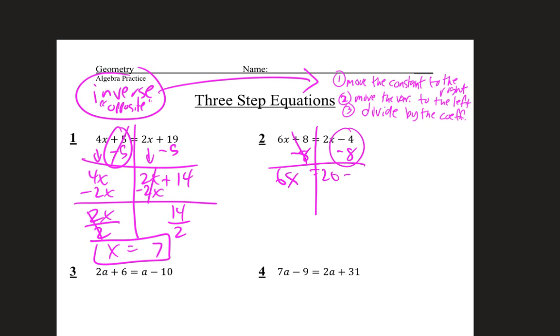Negative 4 minus 8 gives us negative 12. Next, I'm going to move the variable term to the left by subtracting 2x from both sides. 6 minus 2x gives us 4x. Those cancel out. Got negative 12.